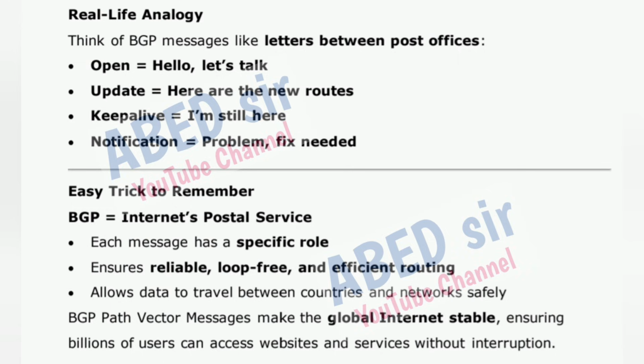Easy trick to remember. BGP is equal to Internet's postal service. Each message has a specific role. Ensures reliable, loop-free, and efficient routing. Allows data to travel between countries and networks safely. BGP path vector messages make the global Internet stable, ensuring billions of users can access websites and services without interruption.